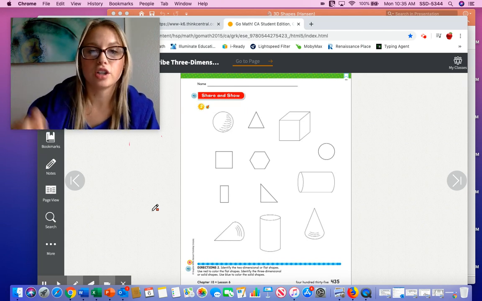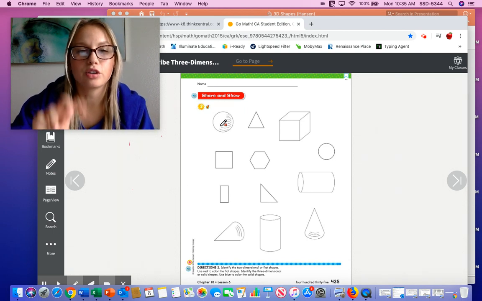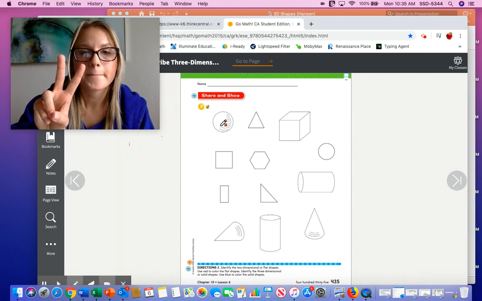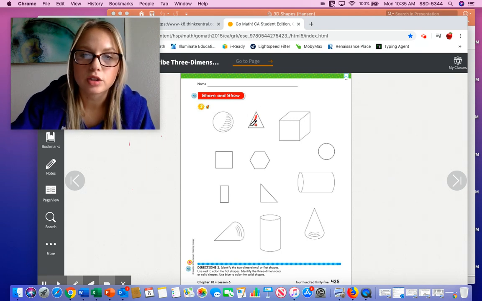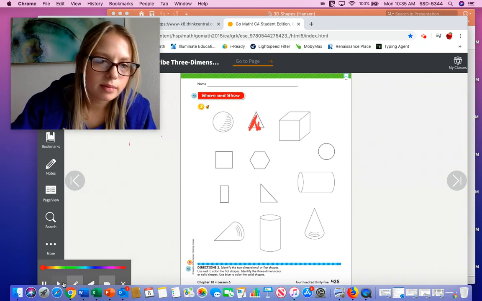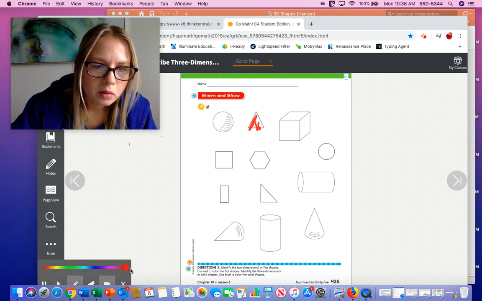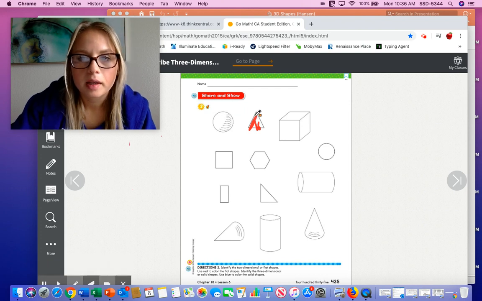Let's start shape by shape. We're going to start with the sphere. Is sphere 2D? Is it flat? No. What about a triangle? Yeah, triangle's 2D, so color it in red. Why didn't my color change to red? Is that supposed to be red? Okay. Coloring it red.